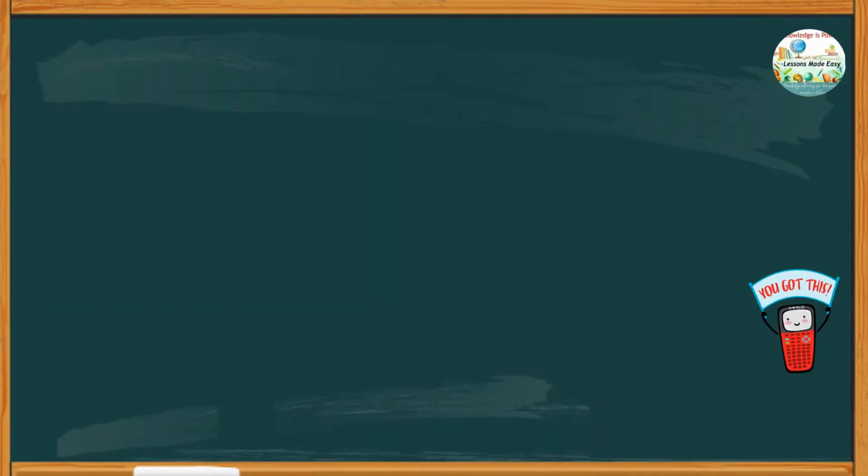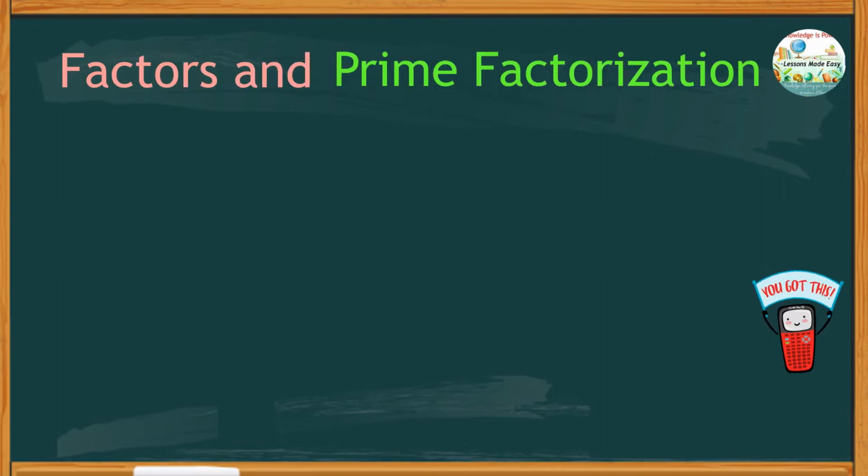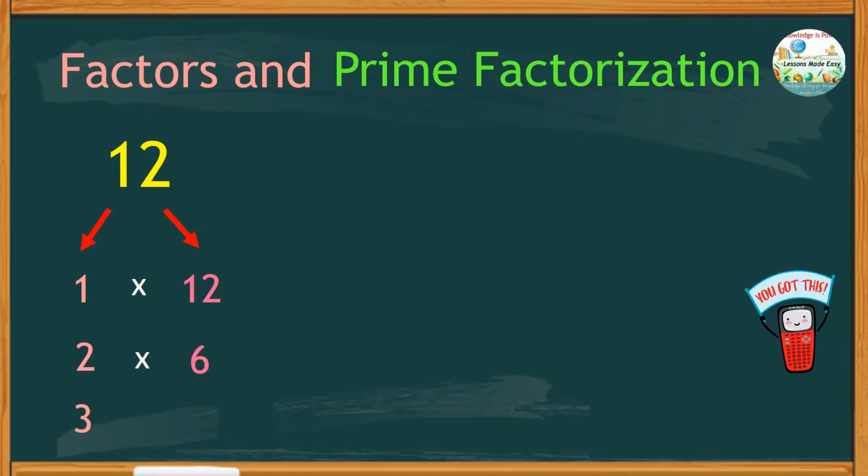See the difference between factors and prime factors or prime factorization. Let's find the factors of 12. In the previous video, we learned that factors are numbers multiplied together to get the original number. Number 12 has many possible combinations, like 1 times 12, which is the same as 12 times 1, 2 times 6, or 6 times 2, and 3 times 4, or 4 times 3.